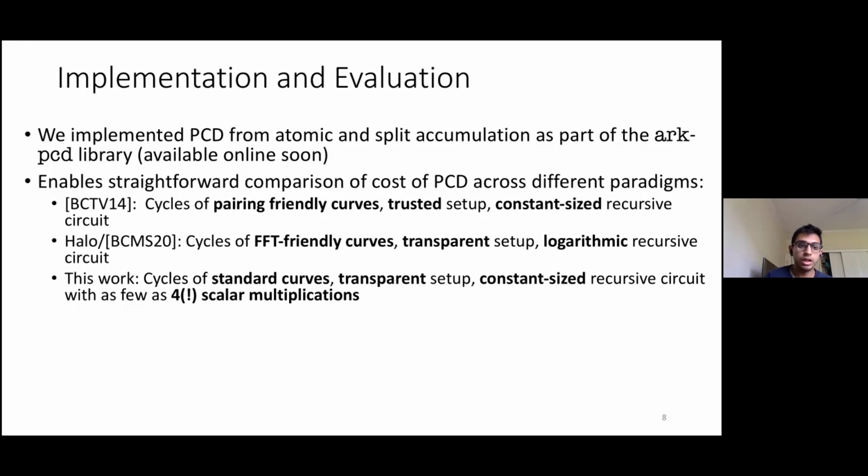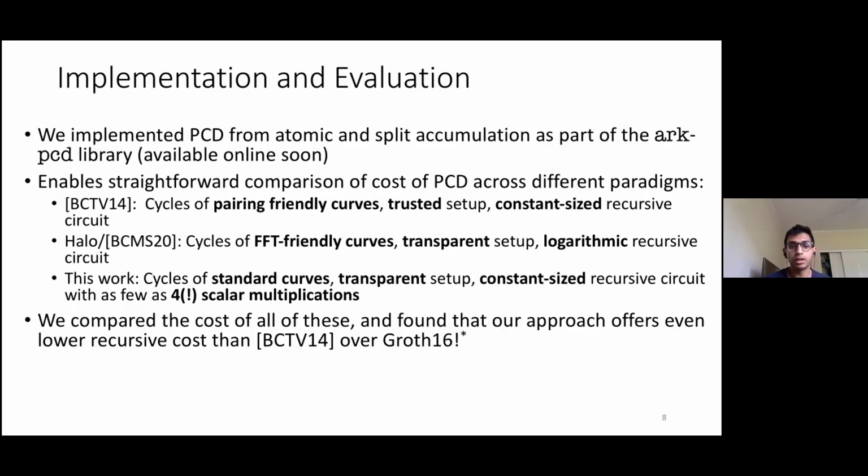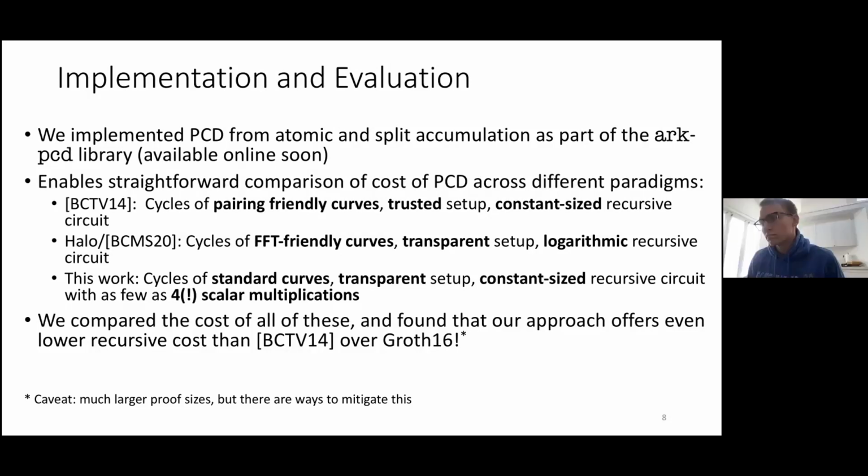Right. And so we implemented this, and we compared the cost of all of these different schemes, and we found that our approach offers even lower recursive costs than the approach of BCTV14 over Groth16. So even with pairing-friendly, circuit-specific preprocessing SNARKs, our approach has a smaller recursive circuit, which a priori you wouldn't think would be the case. Now, of course, we pay for this. There's no free lunch. We pay for this in terms of larger proof sizes, but there are ways to work around this depending on your application.